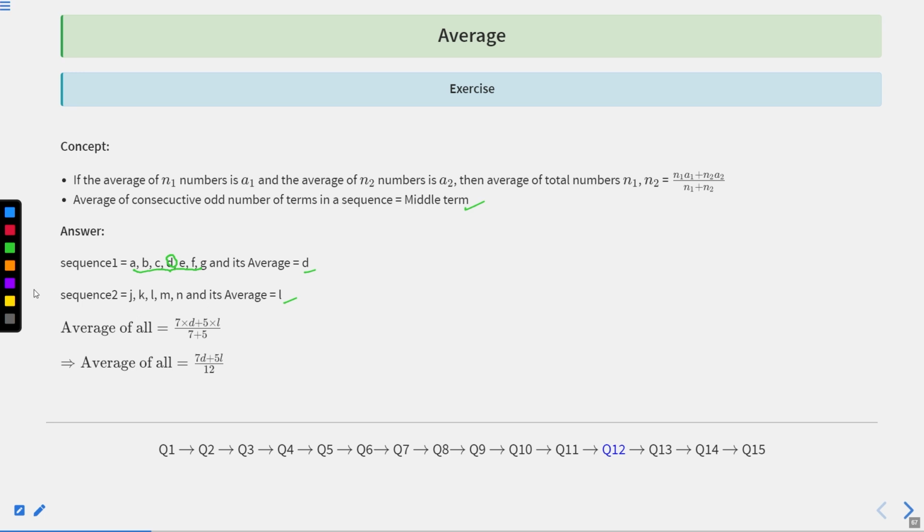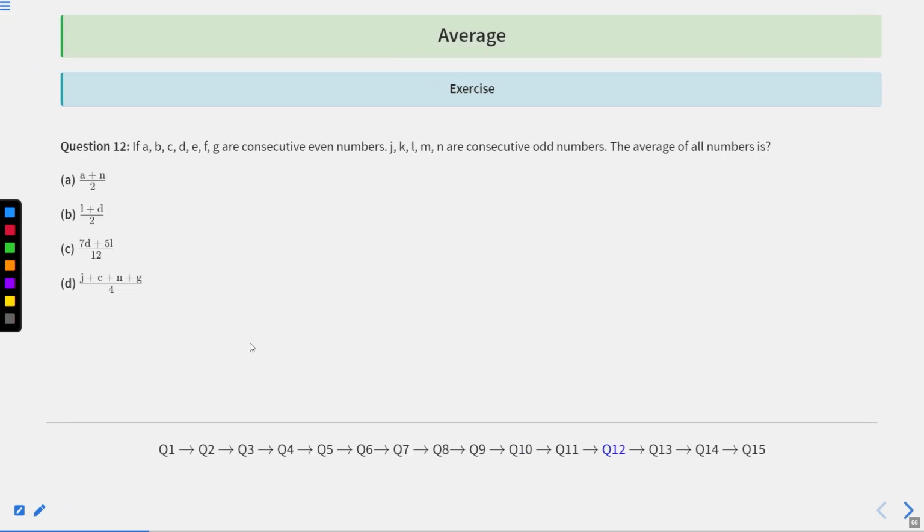So the overall average will be 7 times D plus 5 times L upon 7 plus 5. So here we are using this formula to obtain the total average. So the total average will be given by 7D plus 5L upon 12. That is option number C, 7D plus 5L.